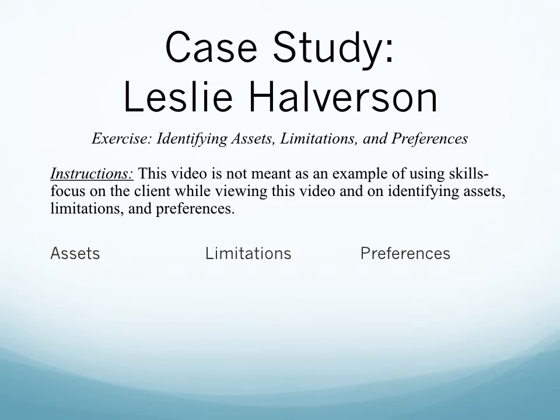Please pause the video for a moment and take out a sheet of paper, turn it sideways, and make three columns labeled assets, limitations, and preferences. There is also a printable version of the sheet on Blackboard. Pause the video now and press play when you are ready to begin the activity. As you watch the video, write down any assets, limitations, and preferences that you are able to identify from what Leslie says. Please note that the quality of the video is very low. Please focus on the audio.